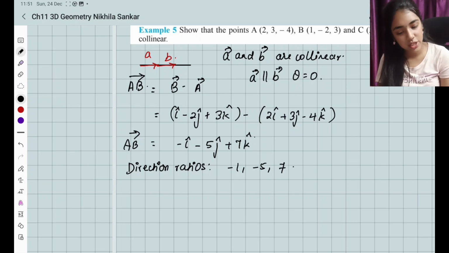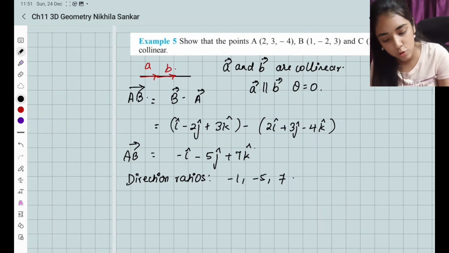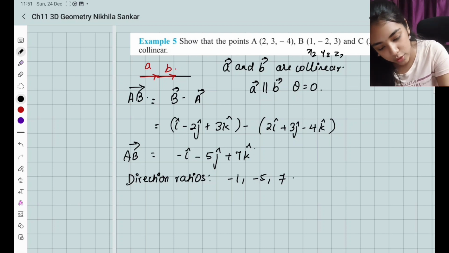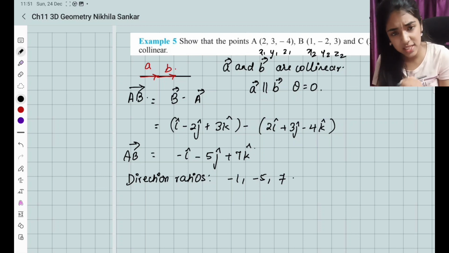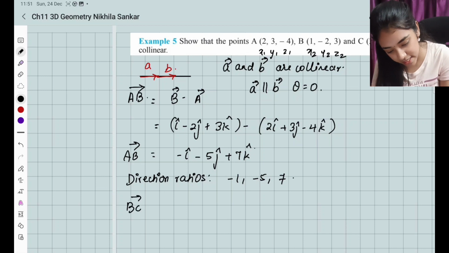So இதான direction ratio. நம்ம இங்க என்ன பண்ணிருக்கோம்? பேசிக்கா x2 minus x1 பண்ணிருக்கோம். So இப்போ இது x2 y2 z2 னா இது x1 y1 z1, which means we have done x2 minus x1. Correct? So this is how I found the direction ratios. இப்போ second case க்கு என்ன? Let me take BC. So BC எடுத்தா it is going to be C minus B.